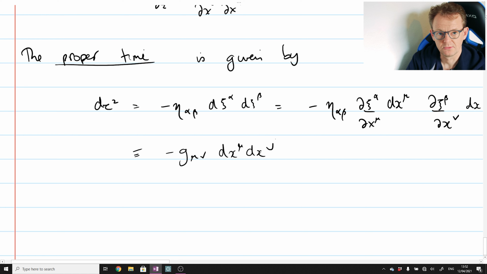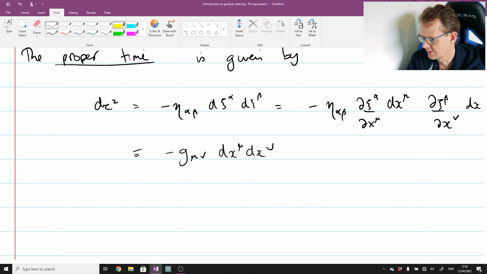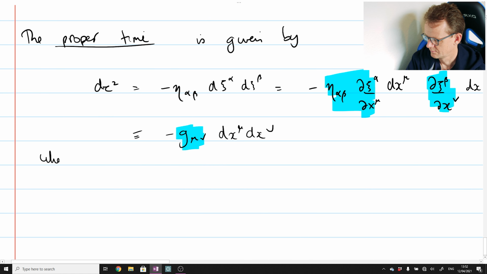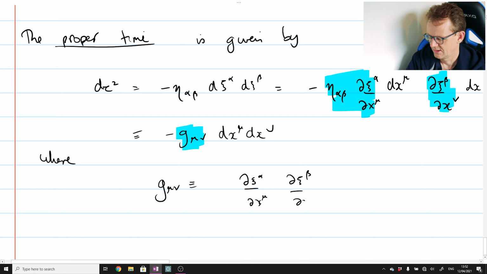We could just define something called G. G is a matrix, and that G collects together all the stuff that appeared when we changed to the new coordinate system. So it's just the blue stuff. The definition of G is d psi alpha dx mu, d psi beta dx nu, and we give a name to it. We call it the metric.